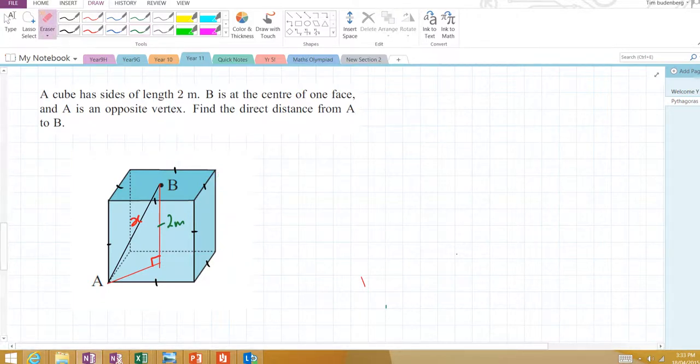What we have more of an issue with is this one along the floor here. You'd be tempted to say it's 1 because it's halfway, but it's not. This distance here is 1 from the corner to the center of the line, but this distance is more than 1, and I'll show you why in a second.